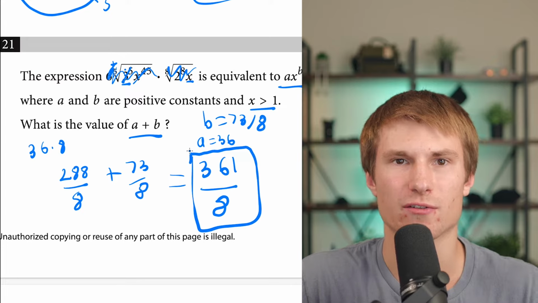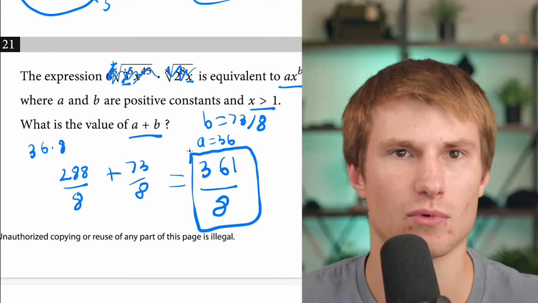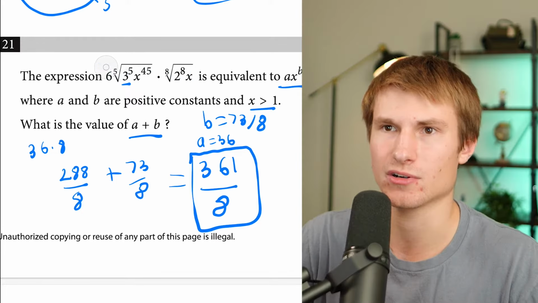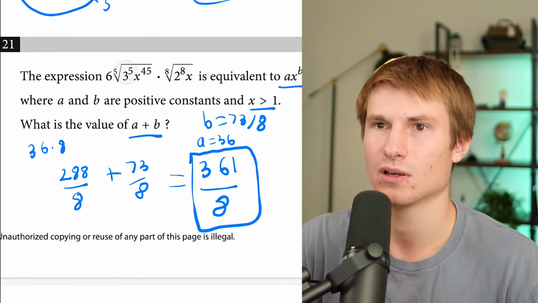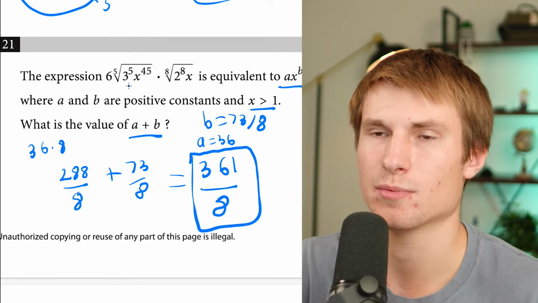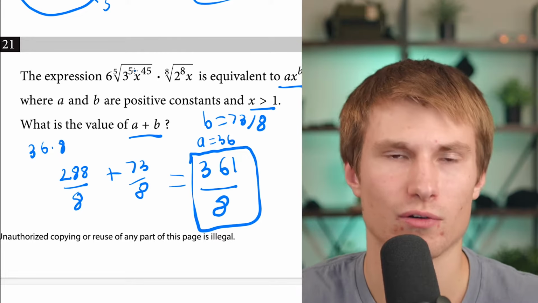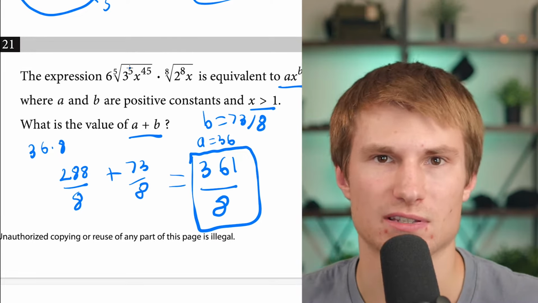That's a pretty big fraction for a free response, but as you can see, we went through all the steps. The overall process is really just making sure you understand how to deal with exponents and how to rewrite them as a fraction. For example, 3 to the power of 5 over 5 is the same as 3 to the power of 1, and x to the power of 45 over 5 is the same as x to the power of 9. That's really what it's testing there.